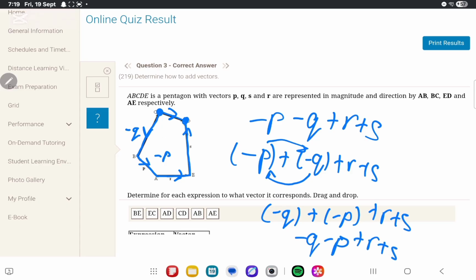So now we can take it much easier. So minus Q going like this, minus P going like this, R is going like this, then S is going like this. And I started off at C, ended at D, my vector is CD.